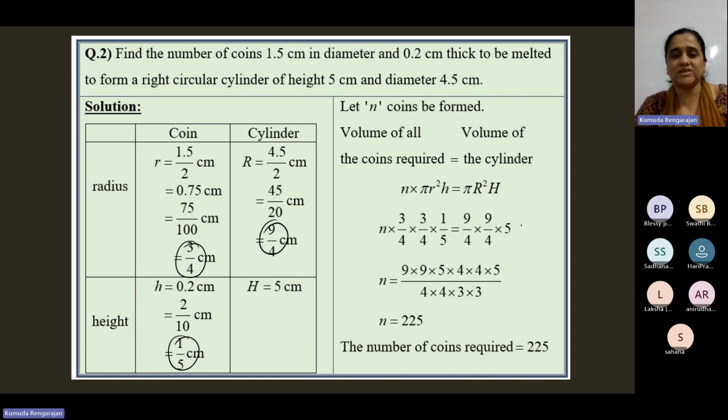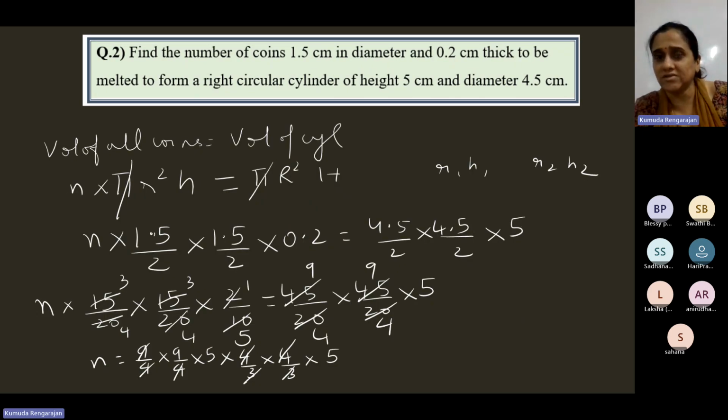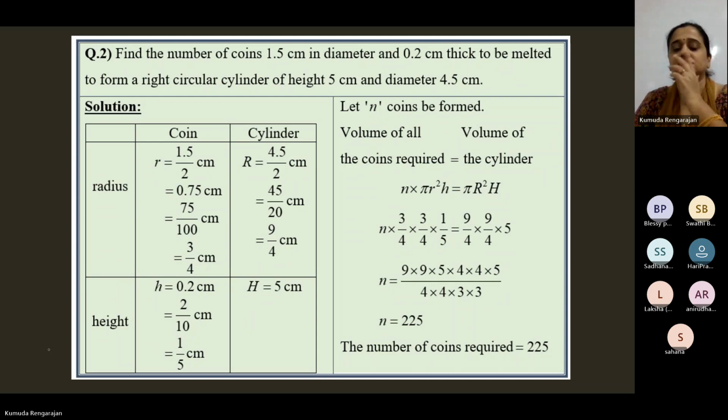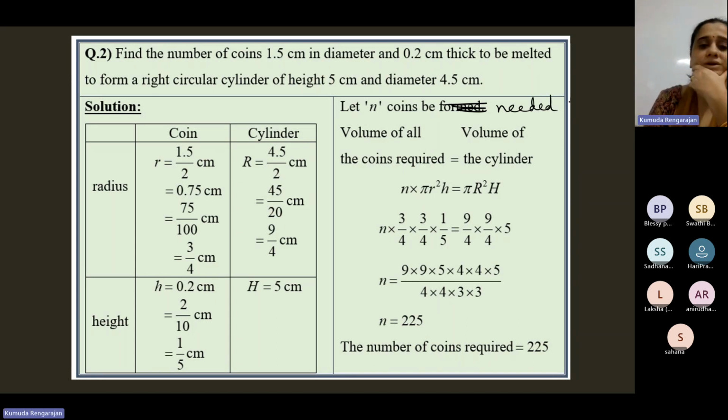Here when I was explaining, I converted the decimals to fractions while working. Here I've already prepared all that. Converting decimals to fractions, I've already prepared it. So I've just substituted the fractions straight away. Let n coins be needed.